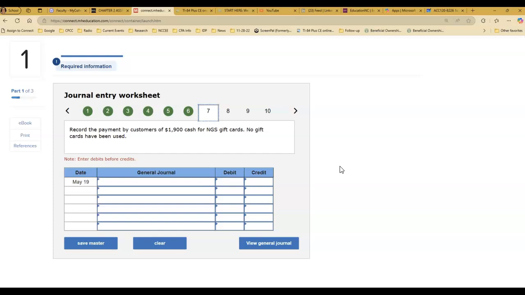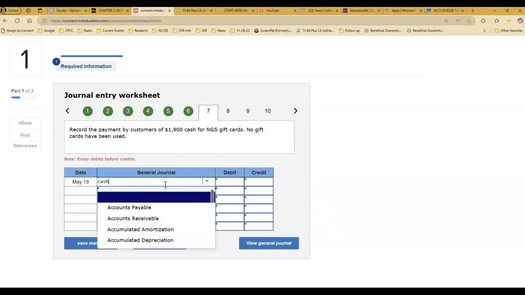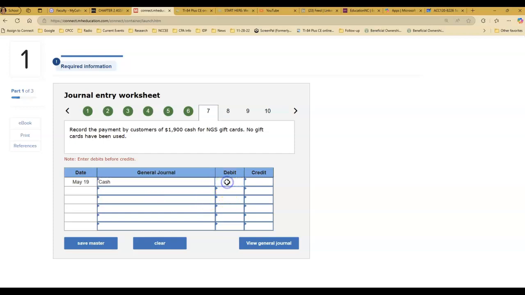Okay. So, let's start with cash is going up. So it's like, I came into your business, I'm your customer, you are Nicole's Getaway Spa. I came in, gave you $1,900, and you basically handed me a whole bunch of gift cards. Okay? All right? So cash is going up for $1,900. How many more accounts are being affected? 1. So go ahead and give me a $1,900 there.